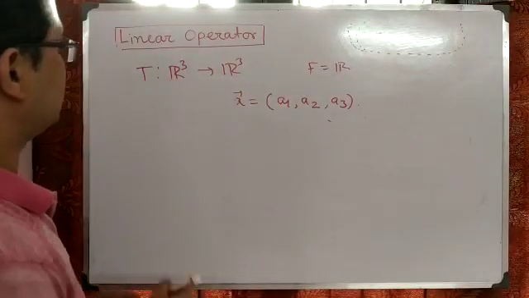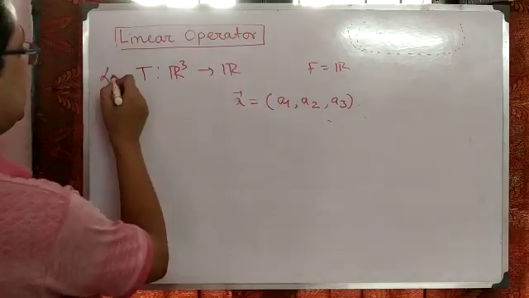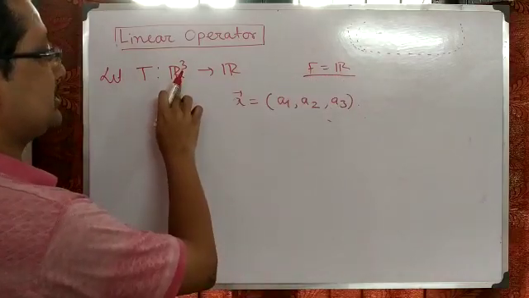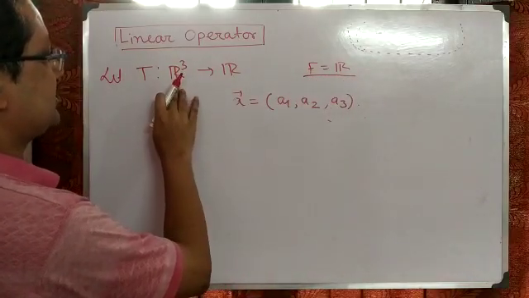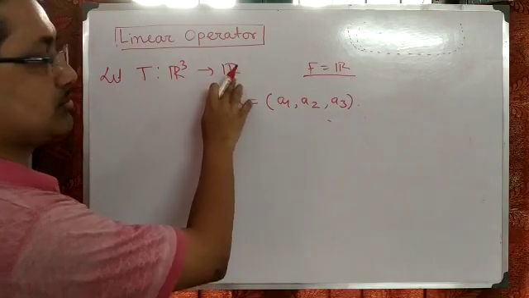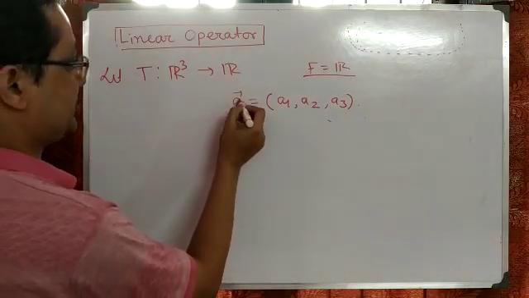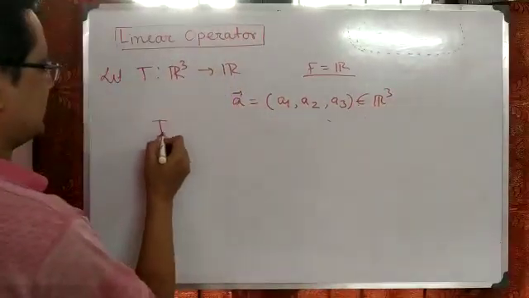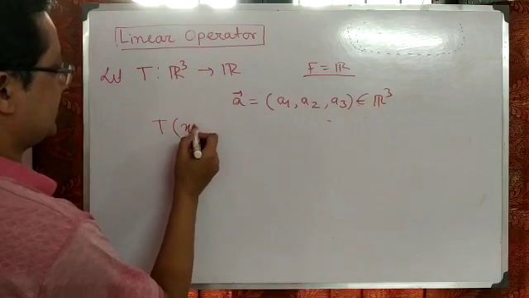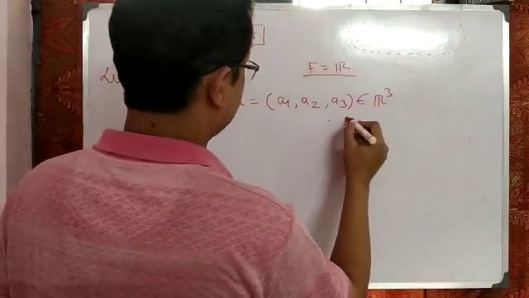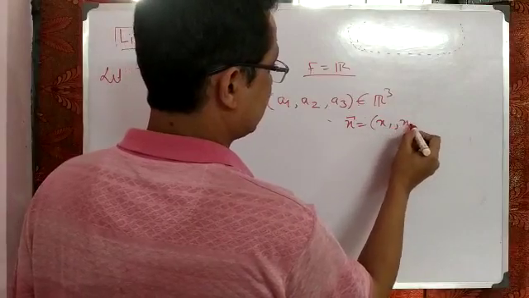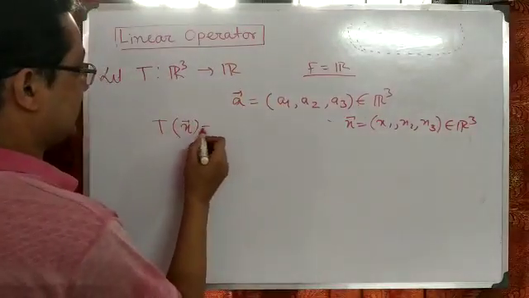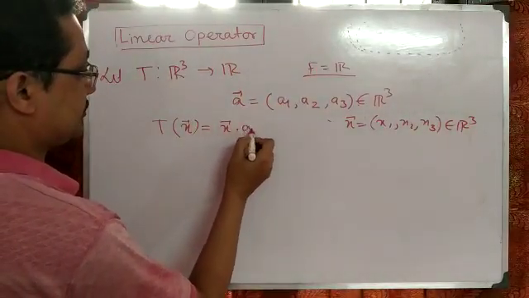Now we use the dot product. First of all, let T be a mapping from R3 to R. Similarly F is equal to R. So what is the dimension of the domain? It is three, and what is the dimension of the codomain? It is a one dimensional vector space. First of all we fix an element a equal to a1, a2, a3 in R3, and we define a mapping T of x, where x equal to x1, x2, x3 is in R3, and T of x is simply the dot product of x with a.